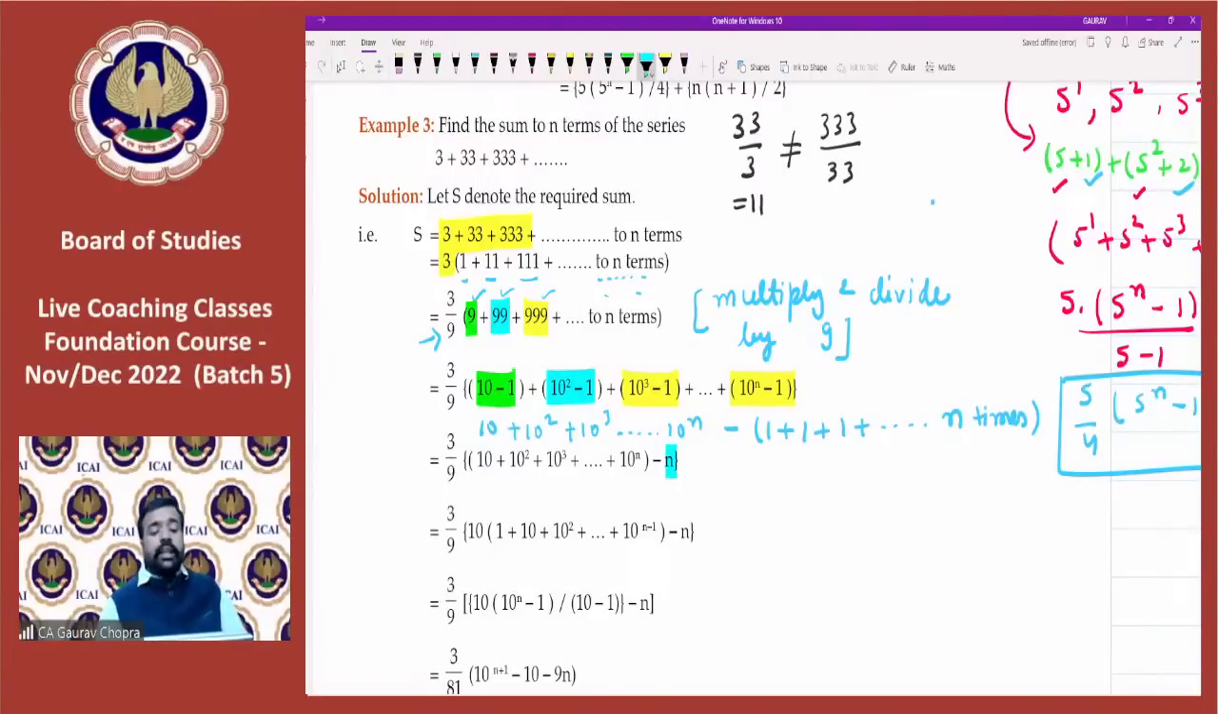Now, is anything common? Yes. 10 can be taken as common in the first group. So 10 is common. What is left? 1, then 10, 10 square, and so on, up to 10 to the power of n minus 1. Okay.